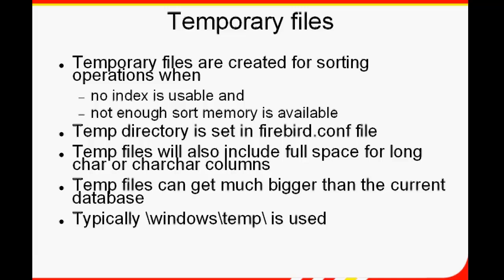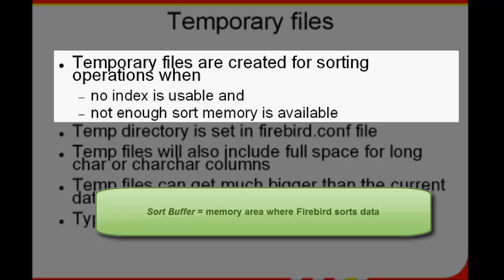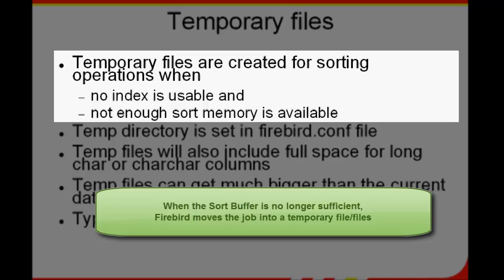Temporary files. Firebird temp files are created when something needs to be sorted or combined from multiple tables and no index is usable, or there is not enough sort memory available. When the Firebird server receives a query, including ORDER BY or similar, without an index, then Firebird has to sort the data somewhere. Firebird has a so-called sort buffer, which is principally a memory area where such sorting processes can be performed. If, however, you have a sorting operation that is 10 gigabytes, Firebird needs somewhere to do this.